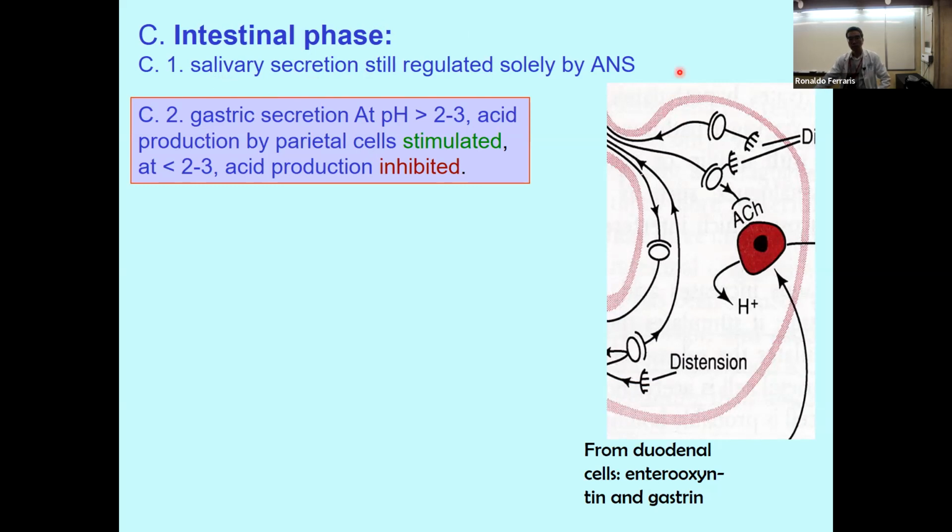Okay, so gastric secretion in the intestinal phase. As the name implies, food is already in your small intestine. So gastric secretion is still stimulated when the pH in the stomach is greater than 2 to 3.